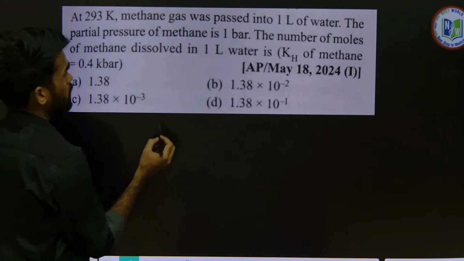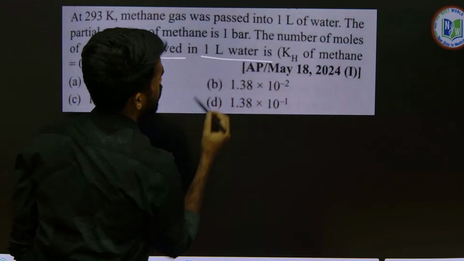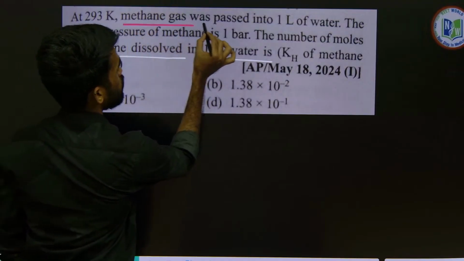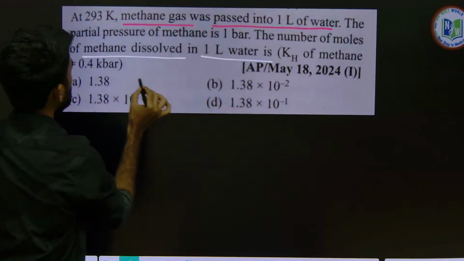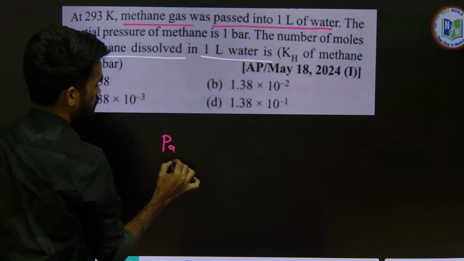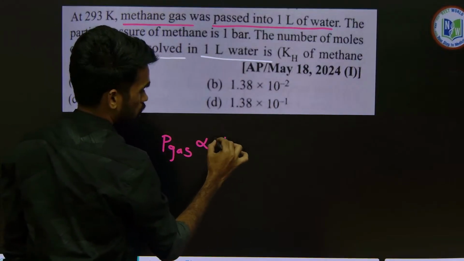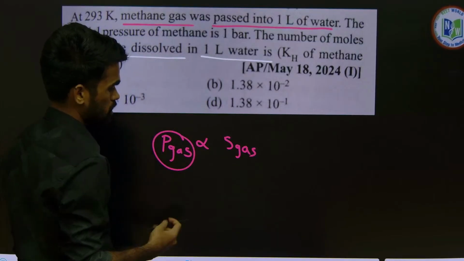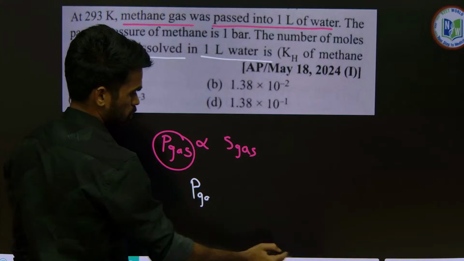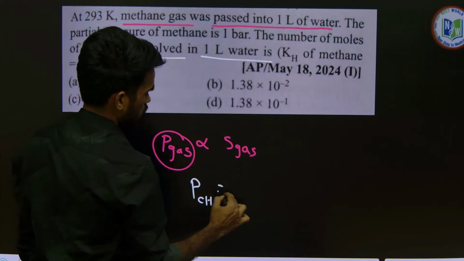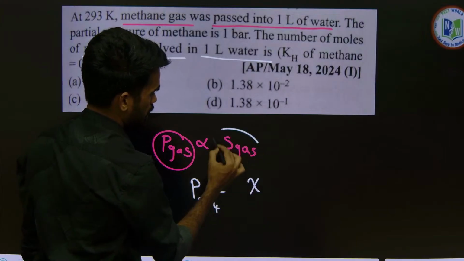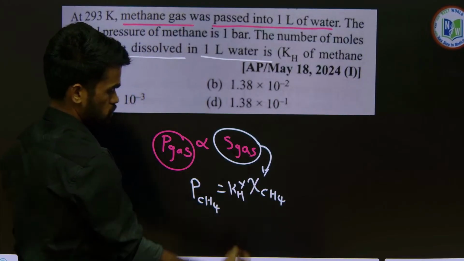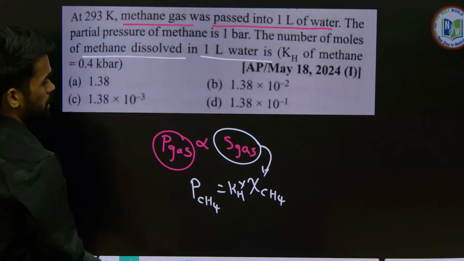So look at this, how many moles of methane dissolved in 1 liter of water? See, very simple. Henry's law means, the methane gas was passed into the 1 liter of water. The solubility of that gas which is dissolved will be proportional to its partial pressure. So I can write partial pressure of that methane gas is equal to mole fraction of that gas, solubility I am expressing in terms of mole fraction, multiplied with its Henry's constant Kh. That's it.